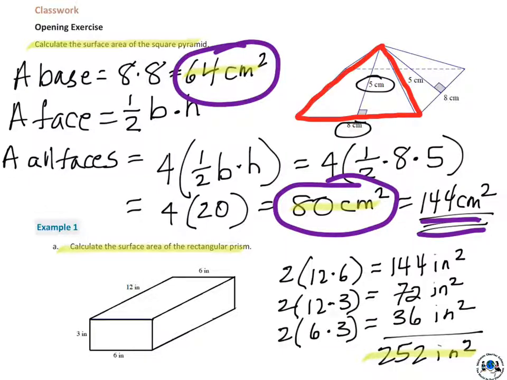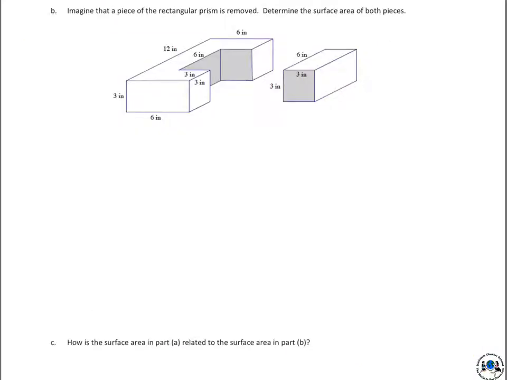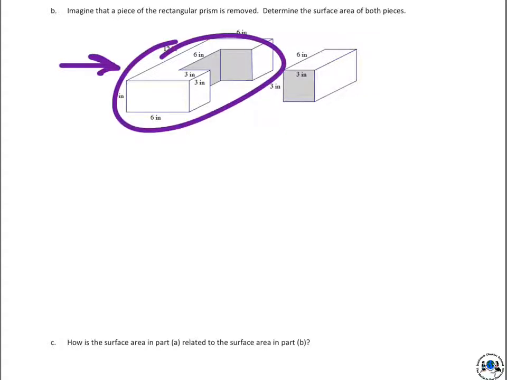Let's go ahead and take a little bite out of this rectangular prism. You can see letter B, that's what it's asking us to do. Take a bit of a bite there. And so I want you to go ahead and imagine that a piece of the rectangular prism is removed. Now determine the surface area of both pieces. So you're going to get the surface area of this piece here and this piece here as well. That's where we're going to start.